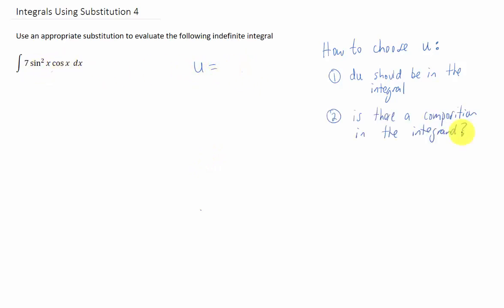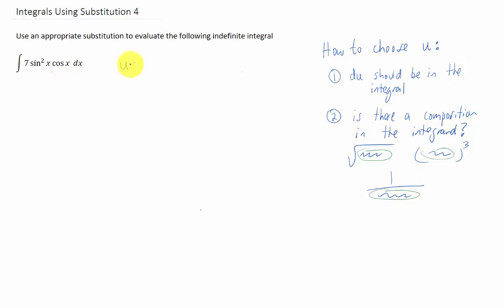Another thing to consider is whether or not there's a composition function in the integrand. In other words, do we have some function inside of another function? Do we have the square root of some function in our integrand? Do we have some function squared or cubed in our integrand? Do we have 1 over some function in our integrand? If so, choosing that as our u is not uncommon and can sometimes simplify our integral.